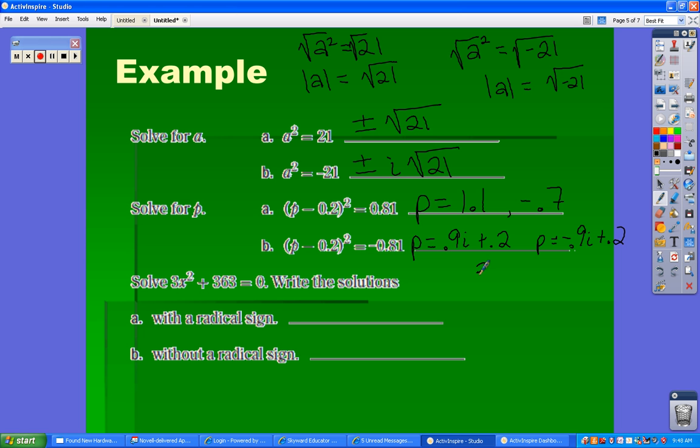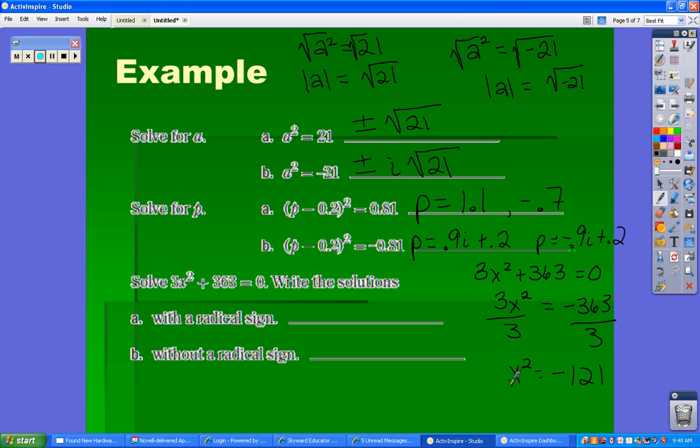3x² + 363 = 0. They want us to write the solutions. You have a couple of options here. It does equal 0, so you could do the quadratic formula. Although I'm just going to solve it by getting the x² by itself. 3x² equals negative 363. I'm subtracting 363 from both sides. Divide both sides by 3, and I get x² equals negative 121.